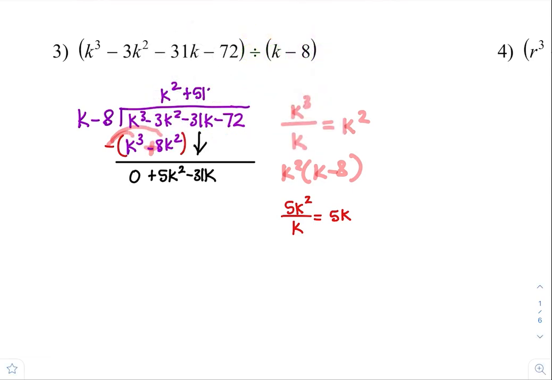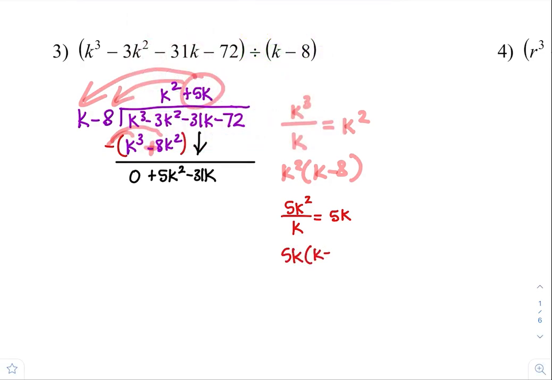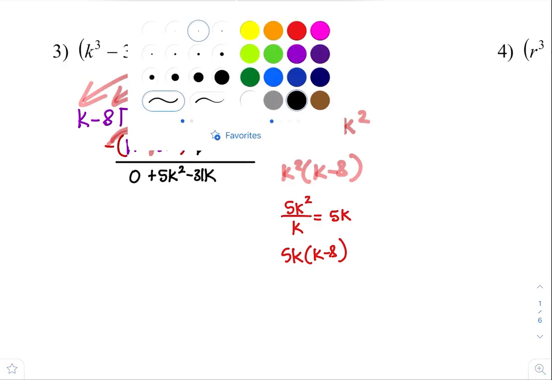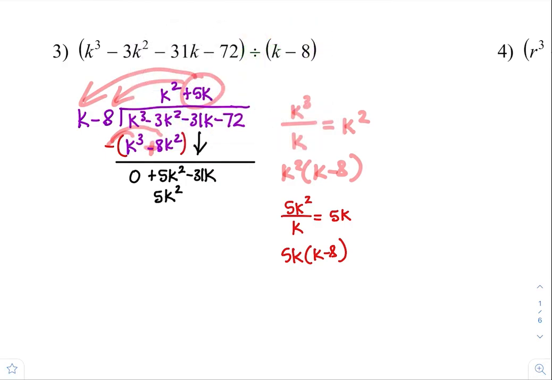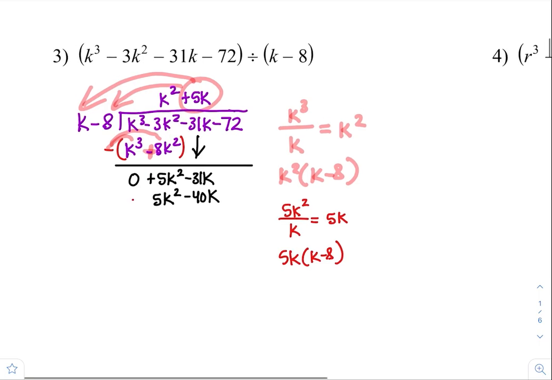So plus 5k. Now, we gotta distribute this 5k to both of these, you guys. We gotta distribute 5k to both. So, when you guys distribute 5k to k minus 8, 5k times k is 5k to the second. 5k times negative 8, you guys, is negative 40k. And then this is where you guys subtract this, right? So now we subtract it, distribute the negative to both of those.